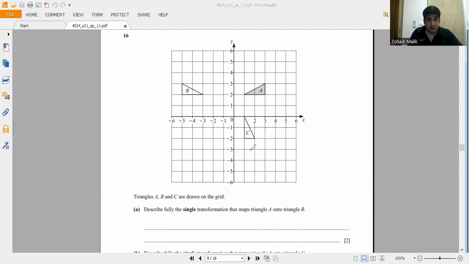Okay, now here I can see the diagram. Triangles A, B, and C are drawn on the grid. Describe fully the single transformation that maps A onto B. A onto B, I can see the size is the same between the object and the image.